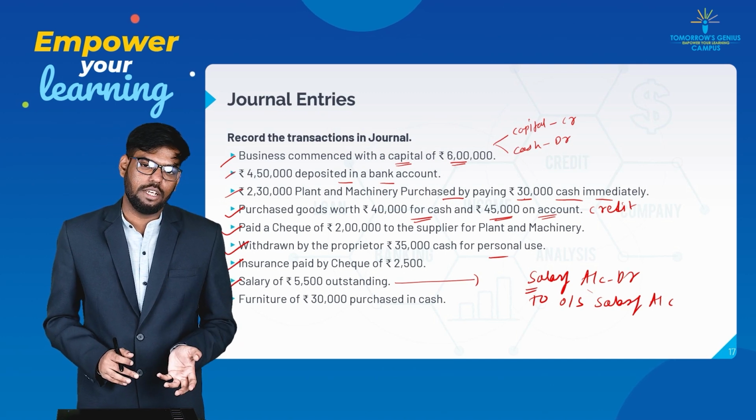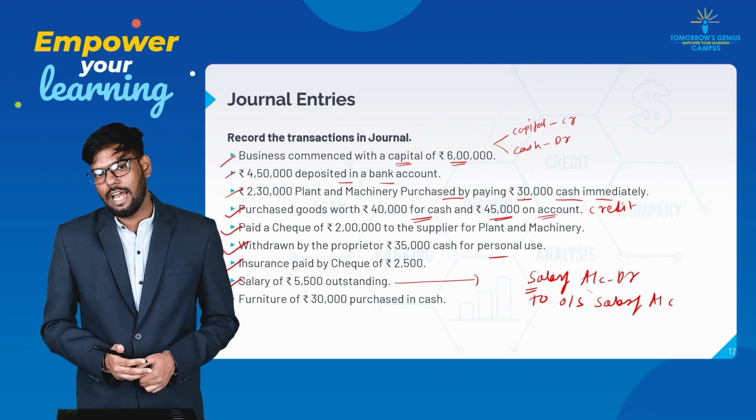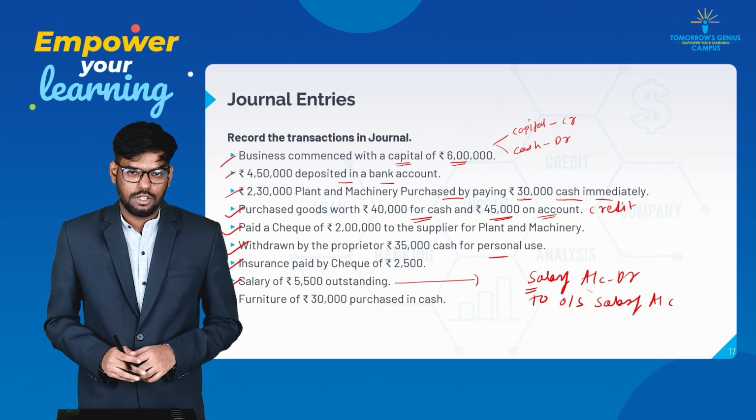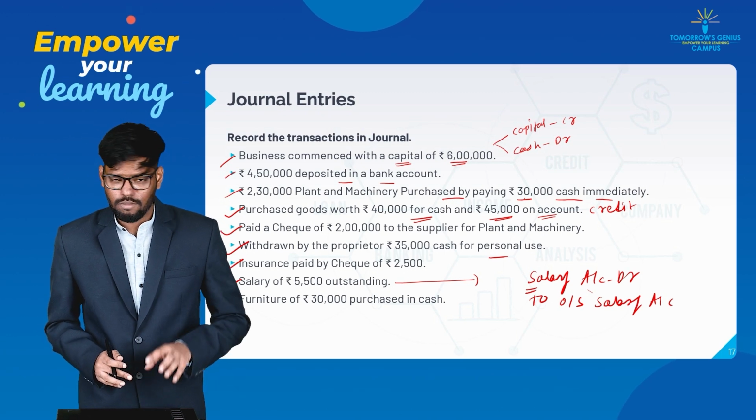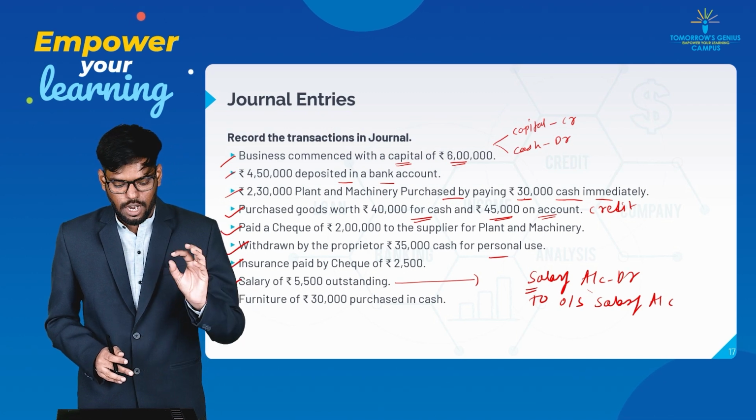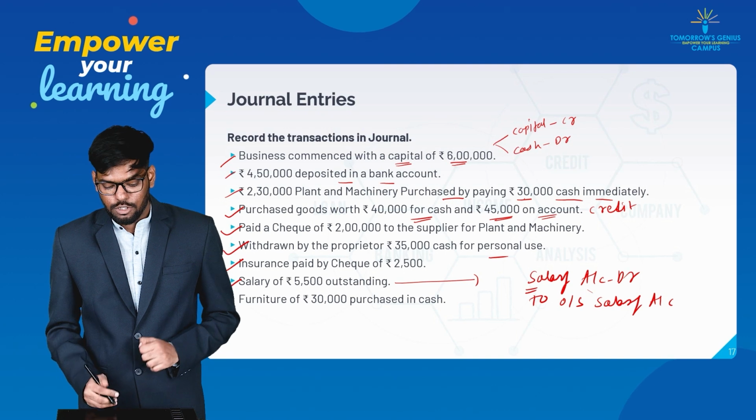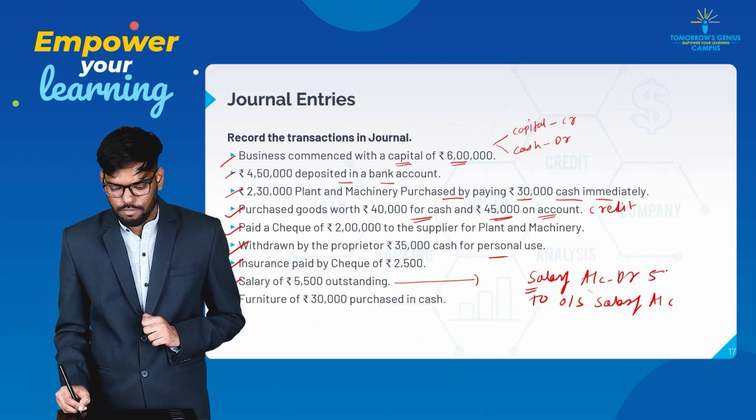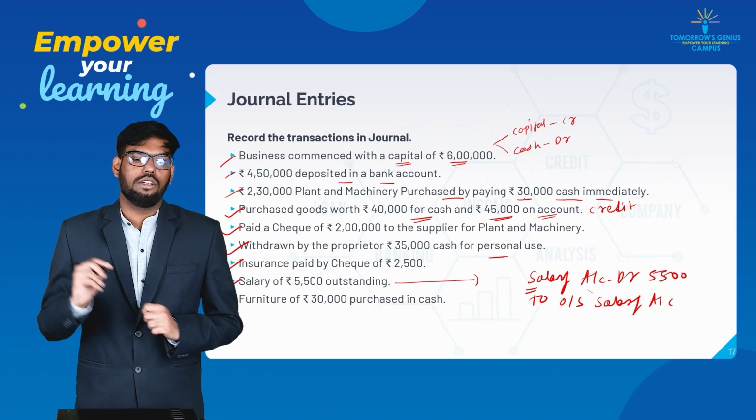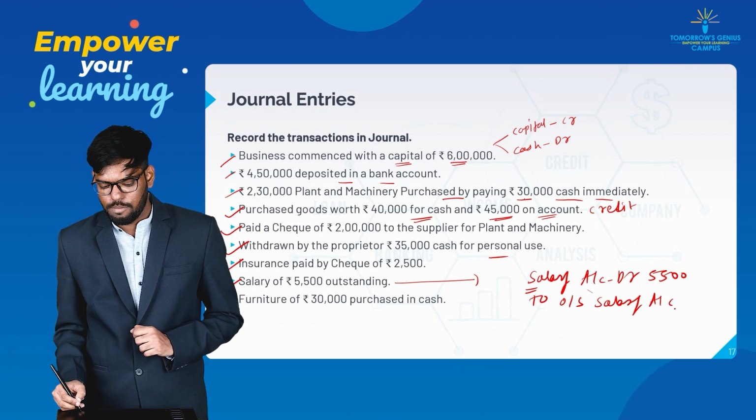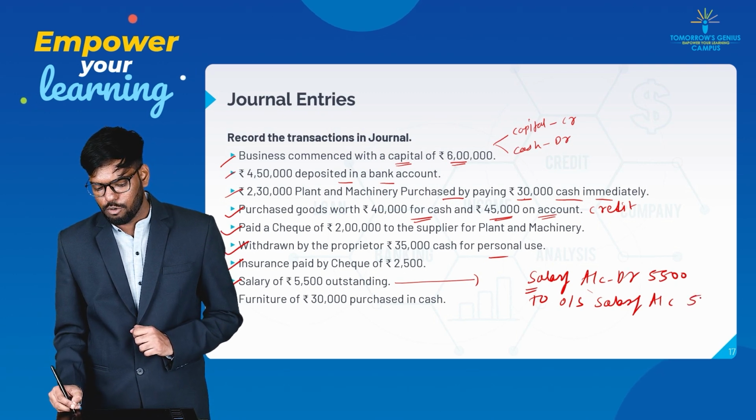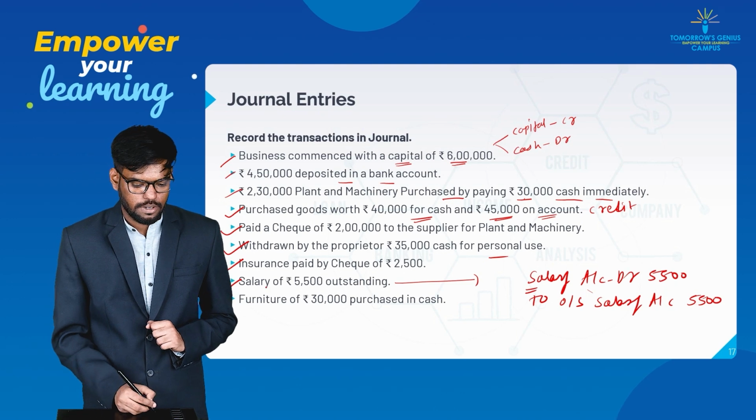See, you can record the transaction on a cash basis as well as on happening of events. So this salary is related to the current year. If the salary is related to the current year and 5,500 rupees is still payable, we have to record that, right? So we debit the salary account by 5,500 rupees, and this is a payable, so your liability will increase. If liability increases, we have to credit outstanding salary for rupees 5,500, right?